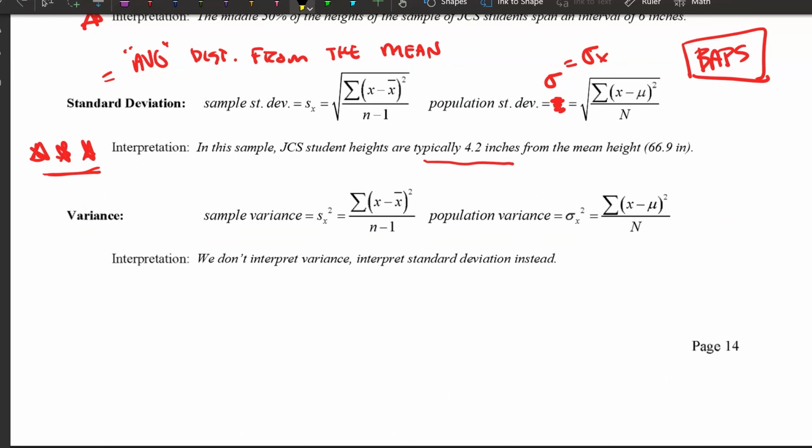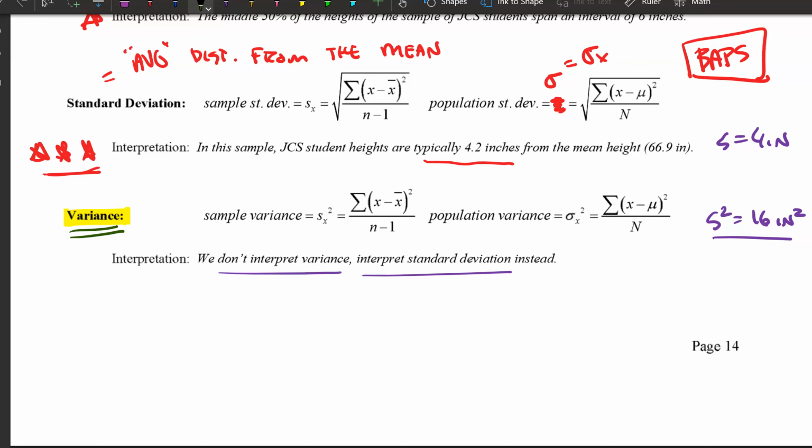Variance is linked to the standard deviation directly. The variance is simply the standard deviation squared. We don't even give it special notation. We just call it s squared and sigma squared. And it's the same formulas. You just take away the radical. That's it. So if the standard deviation is 4 inches, then the variance s squared is going to be 16 inches squared. So the units of variance are units squared. We don't really interpret the variance like we do the standard deviation. That's kind of why we prefer the standard deviation. But there are some very specific reasons why statisticians like the variance. It's going to have some very important properties down the road.